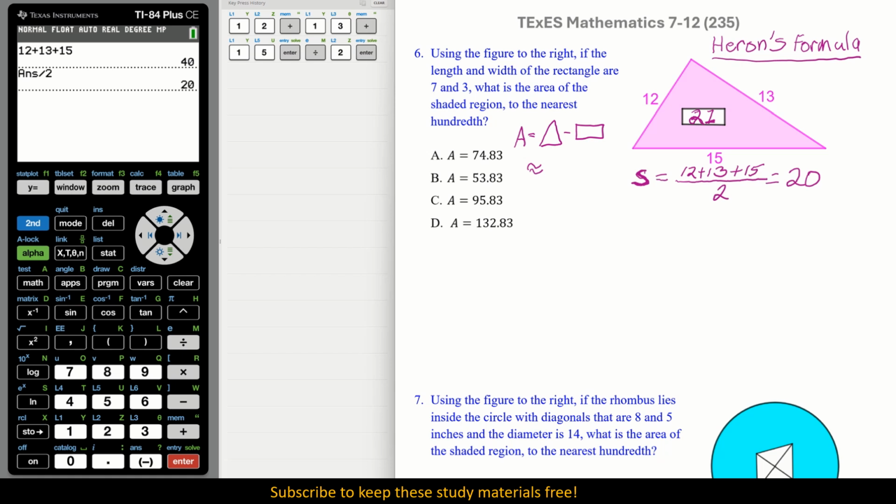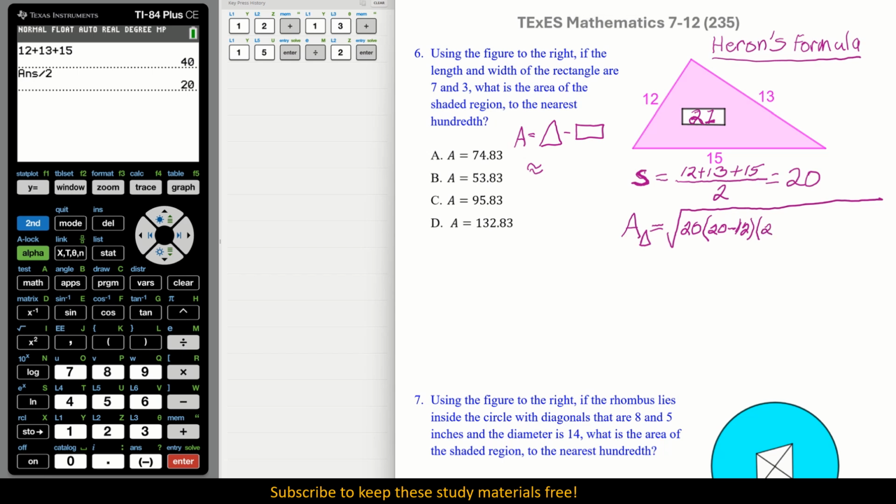Okay. All right. So what is the formula? This is what we need. We're talking area. The area of the triangle equals all under the square root, 20, which is our S. Then in parentheses, 20 minus the 12. You multiply each side subtracted from the 20.